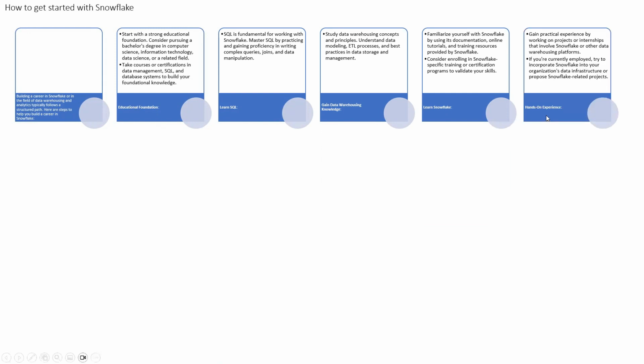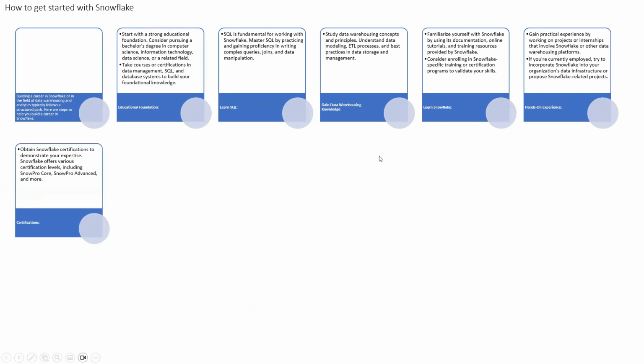Hands-on experience we'll be having. You'll be creating a Snowflake free trial version for 30 days. And if it expires, you'll create another free trial account. You'll be working on all the use case scenarios, utilizing all the features of Snowflake, their best practices, what to do and what not to do in order to make things efficient with Snowflake. And if you are really interested in certifications, I can provide you the complete knowledge with respect to SnowPro Core, along with SnowPro Advanced as well.